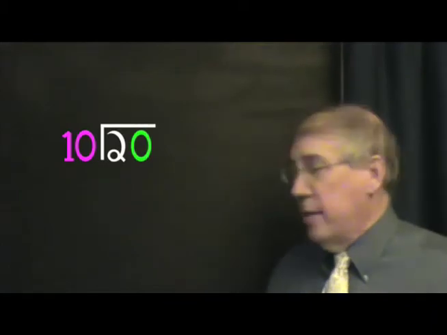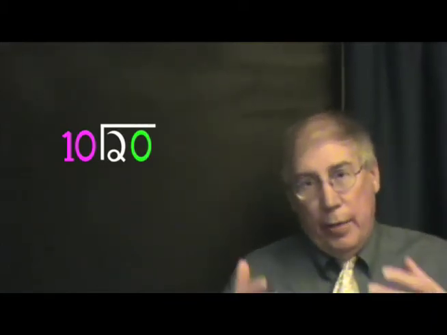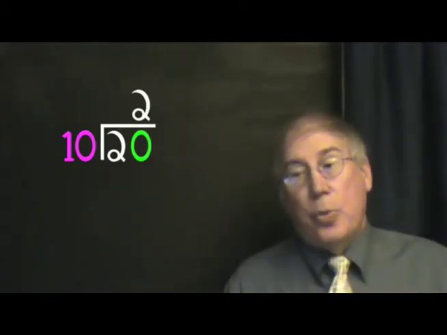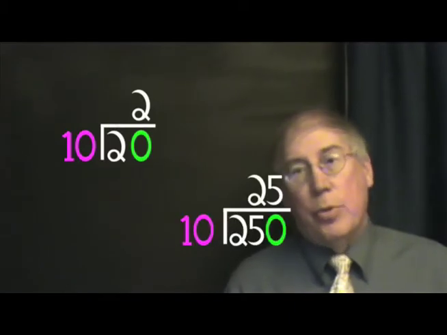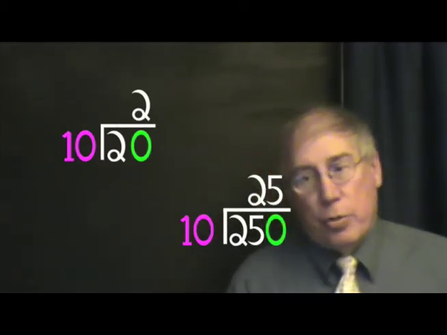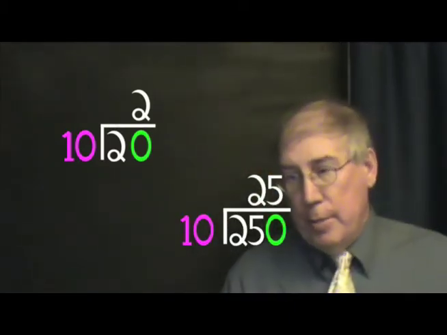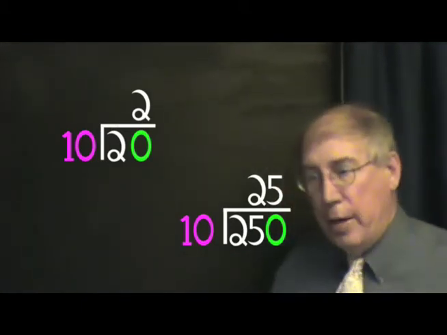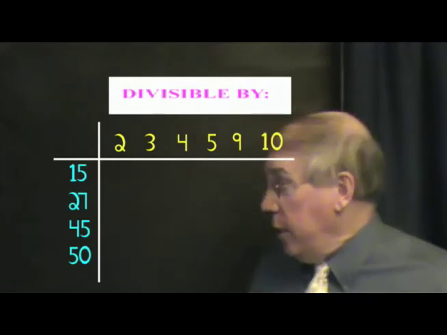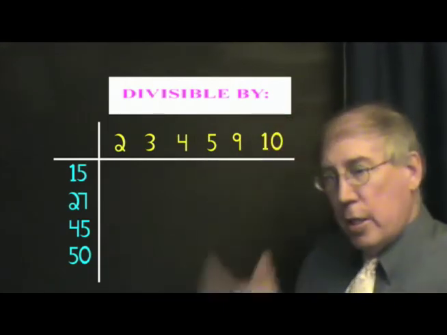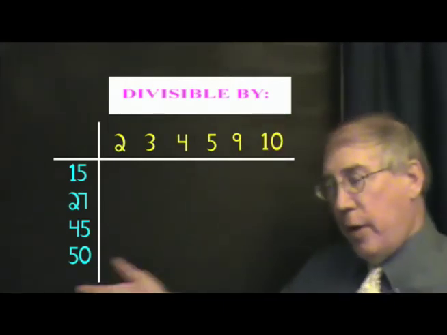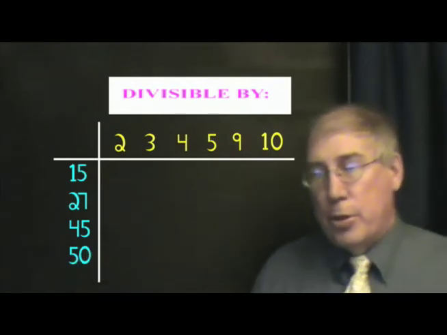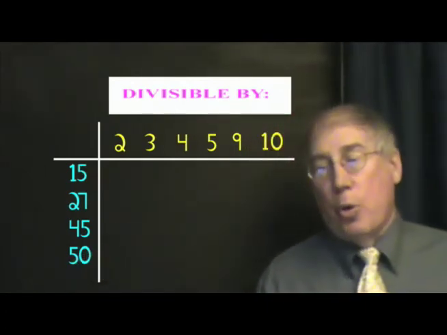Now how about 10? Well, if a dividend ends with a 0, then 10 will divide into it evenly. So 10 goes into 20 2 times, and 10 goes into 250 25 times. Now here's a chart. The numbers on the left hand side are going to be divided by the yellow numbers on the top, and let's see which ones go in there evenly.